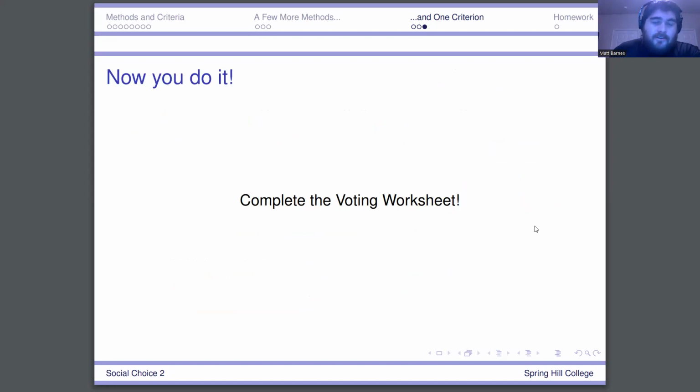So now I'm going to turn it over to you to work on this. I've left you with a bit of a puzzler, right? Because we have 4 voting methods and 4 fairness criteria, and we don't yet have a voting method that satisfies all of those fairness criteria. So that'll be something we'll have to investigate in our next lesson.